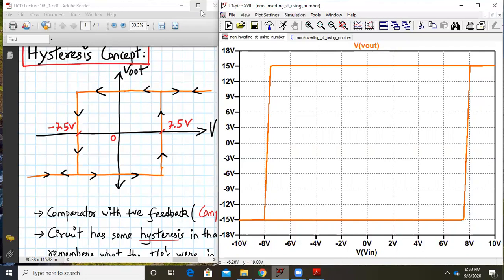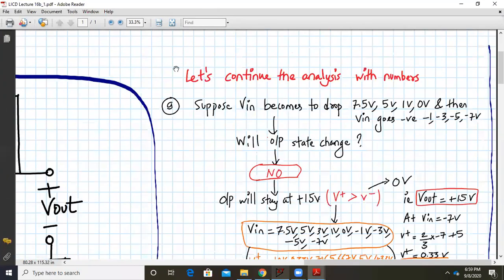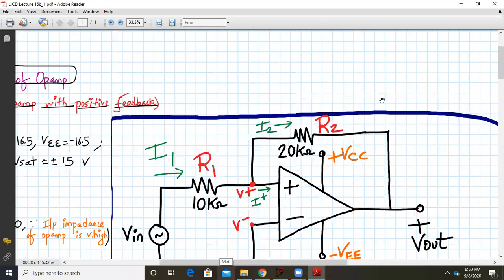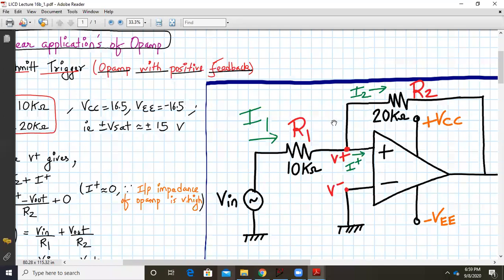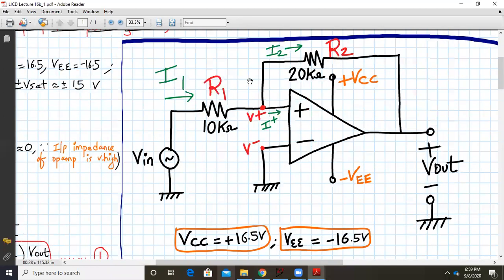So I think that's it for this very important non-inverting Schmitt trigger analysis with numbers. We have seen this circuit and we have completed our analysis for the non-inverting Schmitt trigger with numbers. And we have verified all the cases for this circuit with numbers. So next time we'll see in actual derivations how the non-inverting Schmitt trigger circuit is analyzed.